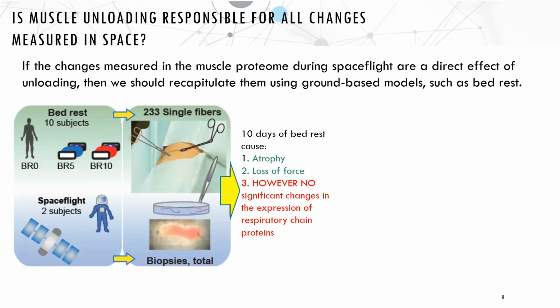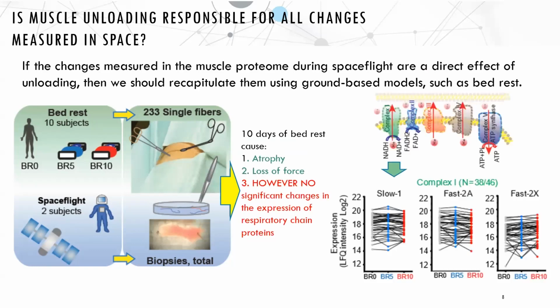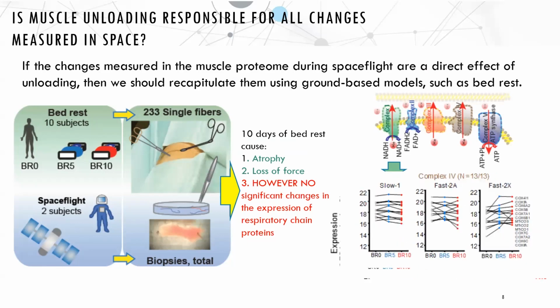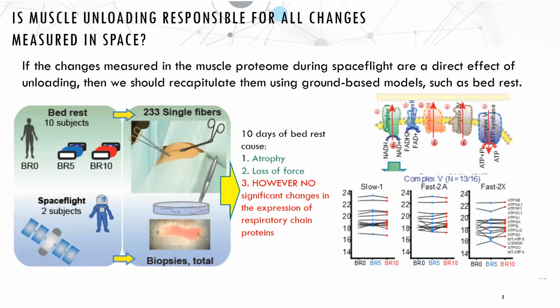And let me just flash them for you. So this is a schematic again. This is complex 1, 40 proteins quantified. You can see what happens in slow, fast 2A, and fast 2X fibers. Nothing. If you look at the trajectory, there's no significant change here over 10 days of bed rest. And this is from complex 1, complex 2, 3, 4, and 5. I really wanted to find significant changes and found none.